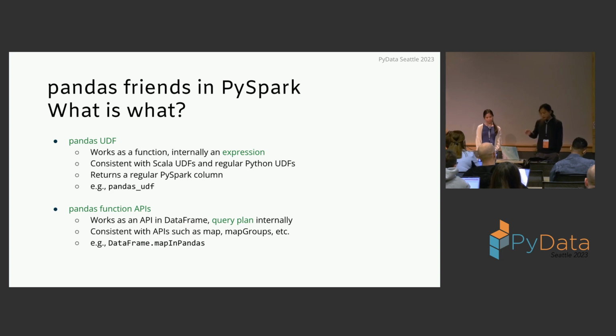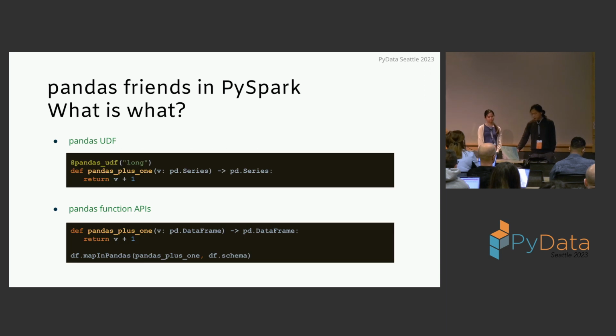The Pandas UDF works consistently with other expressions, like Scala UDF or regular Python UDF, and you decorate it with pandas_udf. Whereas for the Pandas Function API, there are some APIs defined under the data frame, so you invoke those to use them. Here's the actual example. For the top one, the Pandas UDF, you decorate your function that deals with, for instance, a Pandas Series here. And the second one deals with the Pandas data frame because it's a table-wise operation.